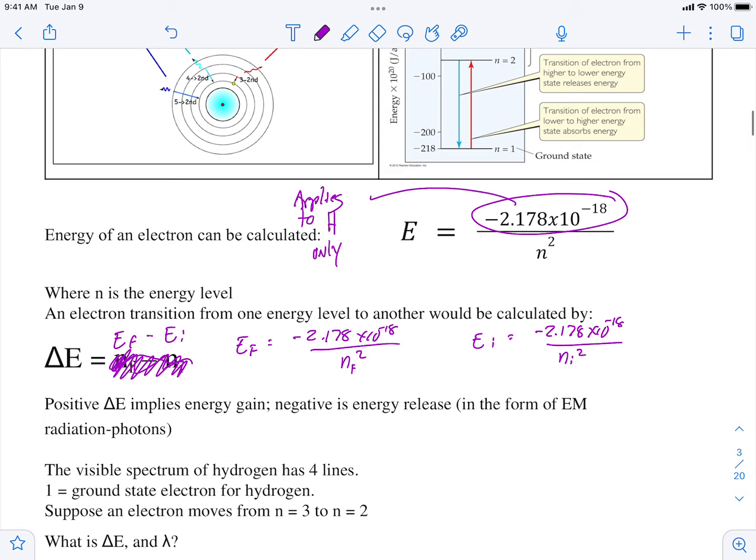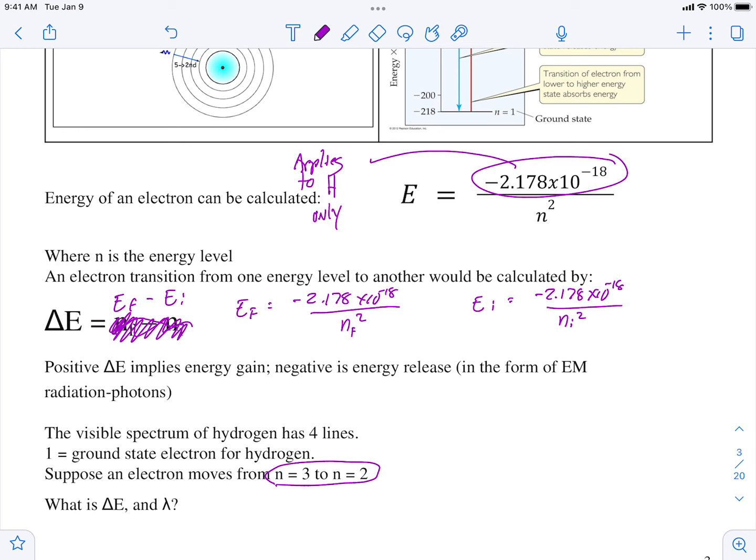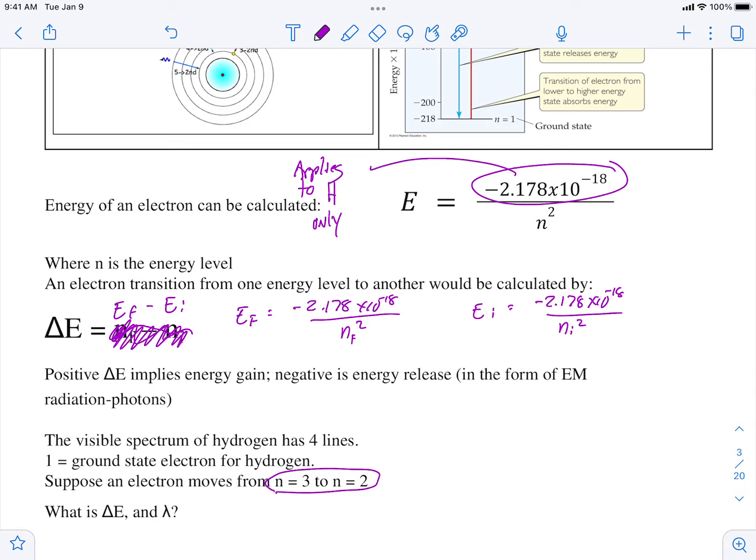So we can calculate how much energy change there is when an electron falls from, say, energy level 3 to energy level 2. Okay, let's take a second and do that. So if it's falling from 3 to 2, 3 is the initial, 2 is the final.